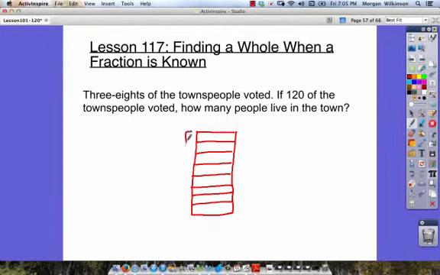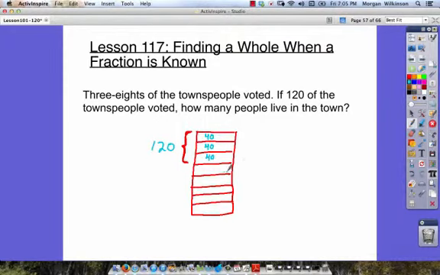So 3/8 of the townspeople voted. So everybody in this section will have voted. Everybody who's left over, well, apparently they did not vote. If 120 of the people voted, well, 120 total voted, so 120 divided into 3 equal parts, that must be 40 in each part.